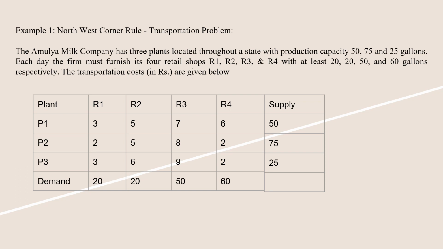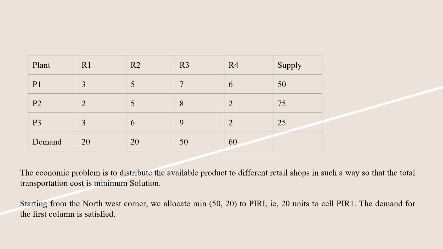The demands they have given are 20, 20, 50 and 60. The supplies they have provided are 50, 75 and 25. For the plants and the retail shops R1, R2, R3 and R4 they have given the costs. In this table, the economic problem is to distribute the available product to the different retail shops in such a way that the total transportation cost is minimum.